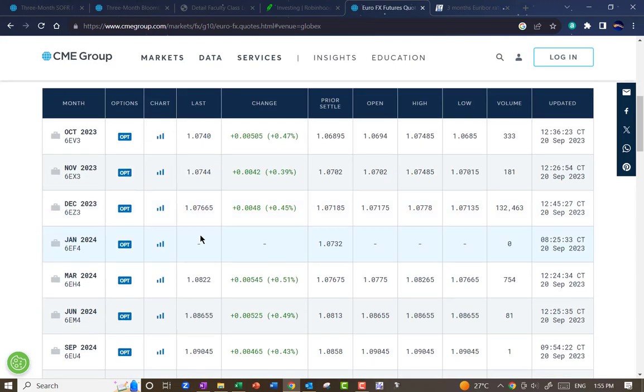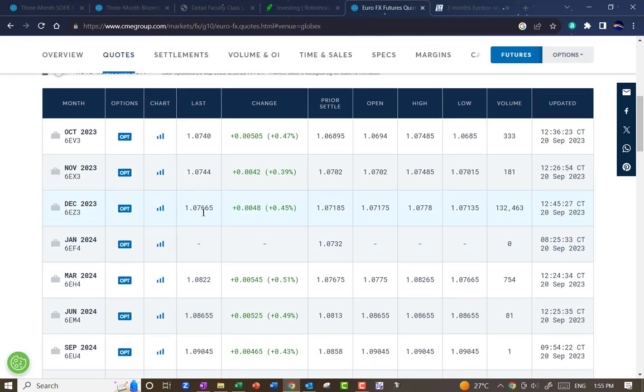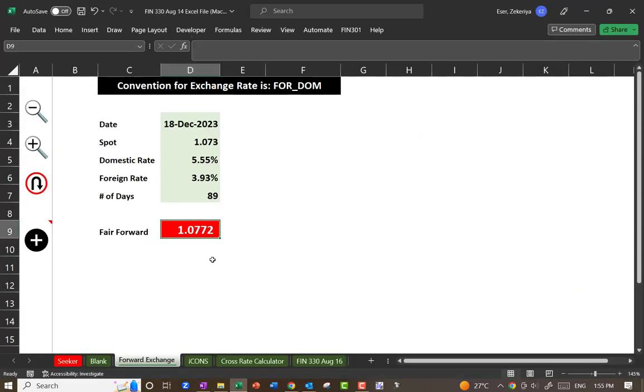Let's look at quotes. December contract, 107665, and our number is 10772. There are differences for two reasons. A, the interest rates that I got may not be as current as the market rate, because I got them from a website that's either a day old or as of this morning. So interest rates are not current.